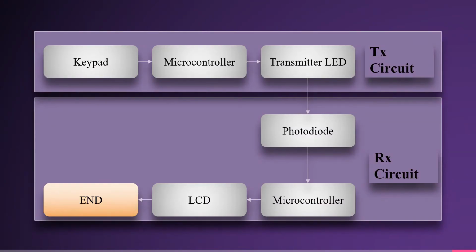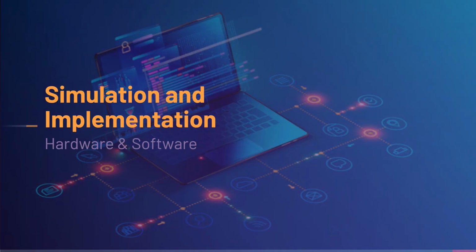Now, let me speak about the block diagram of the system. It is divided into two parts. The first part is the transmitter, and it consists of a keypad, a microcontroller, and a transmitter LED. The second part is the receiver, and it consists of a photodiode or LDR as a light sensor, a microcontroller, and an LCD to display the output of the system. In this part of the presentation, we will speak about simulation and implementation.